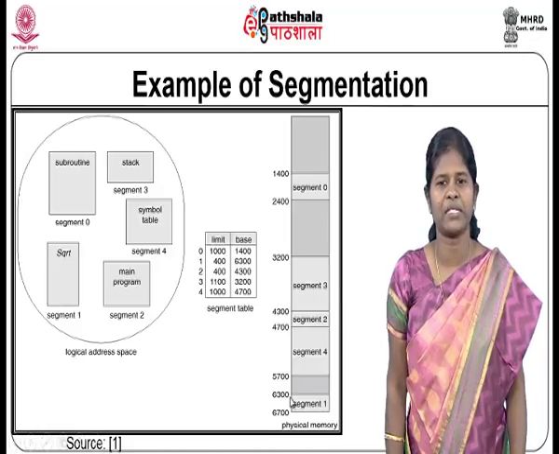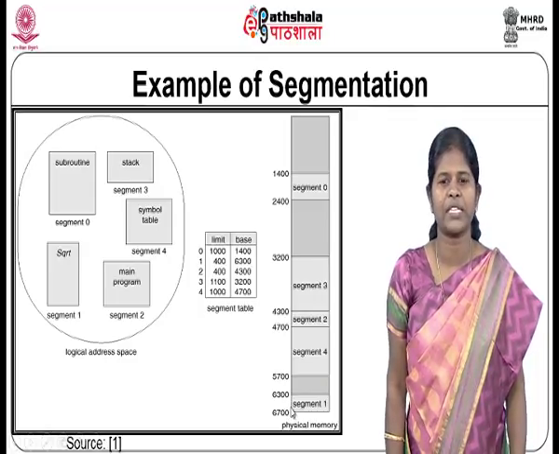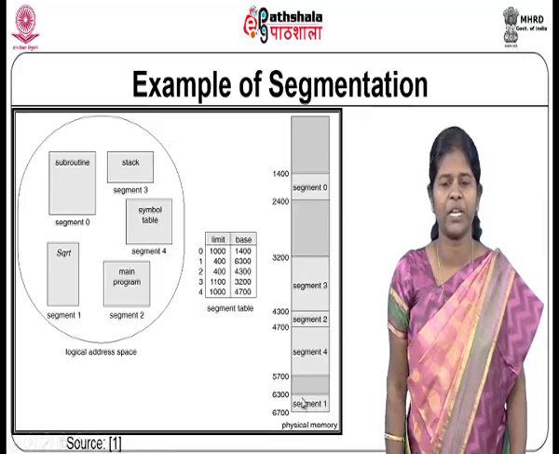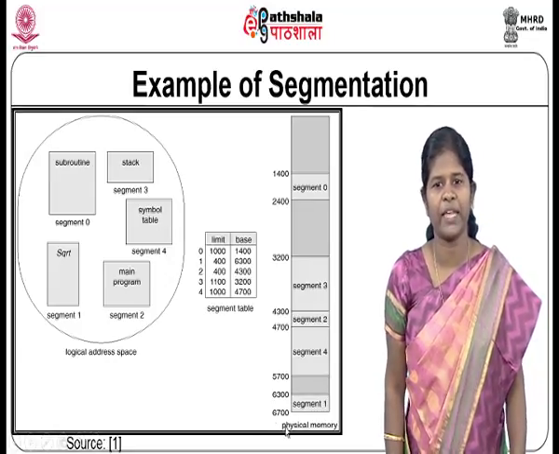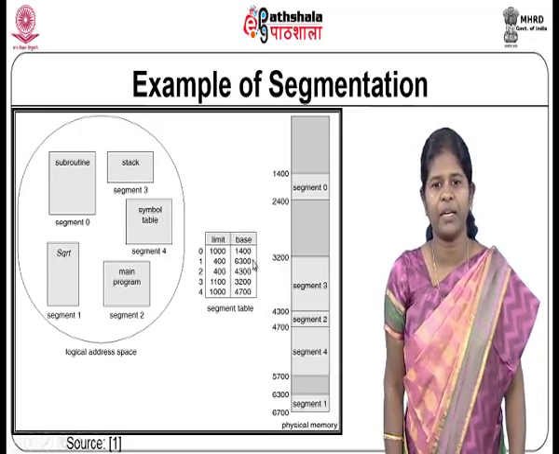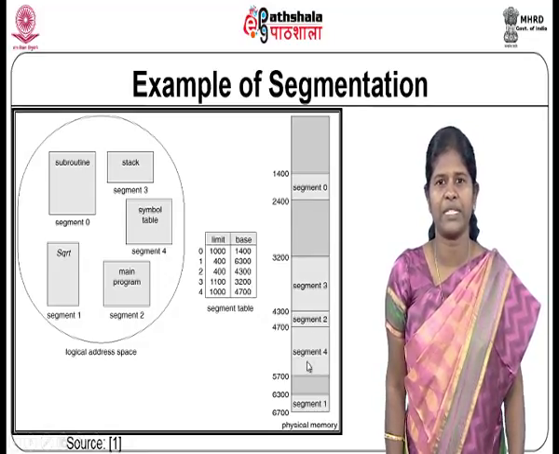It is stored in a place starting from address 6300 and going on till 6700, which means the length of this segment is 400. Hence in the segment table, the starting address of where that segment is kept in the main memory, that is 6300, is added, and also the length of the segment, that is 400, is added. Very similarly, the segment table is populated for other segments as well.